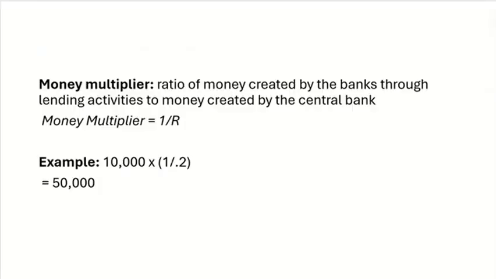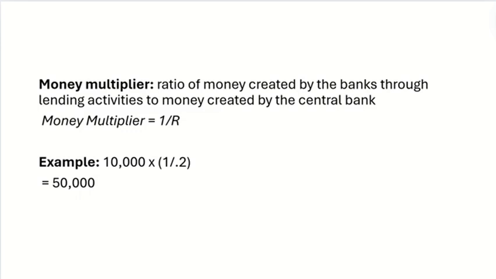And then lastly, today we're going to talk about the money multiplier, which is the ratio of money created by the banks through lending activities, such as the previous example, compared to money created by the central bank. And for reference, the money multiplier is 1 divided by R, which if you remember is the reserve ratio.